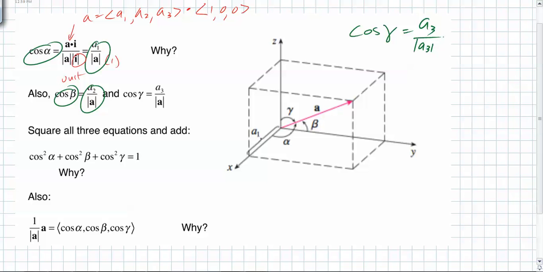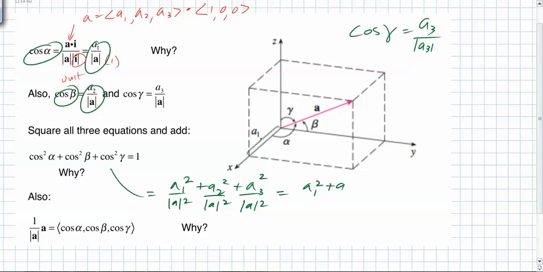So if you square each of these things and add them together, what do you end up with? You end up with A1 squared plus A2 squared plus A3 squared. And what's under each of these? The magnitude of A squared. You add those all, it's the same denominator, so it's A1 squared plus A2 squared plus A3 squared all over the magnitude of A squared. What is that numerator? That is the magnitude squared.